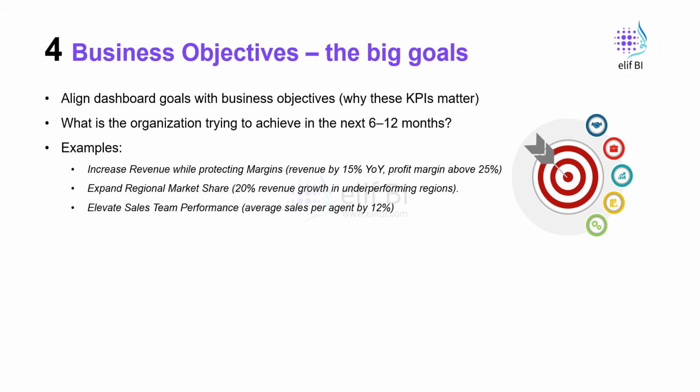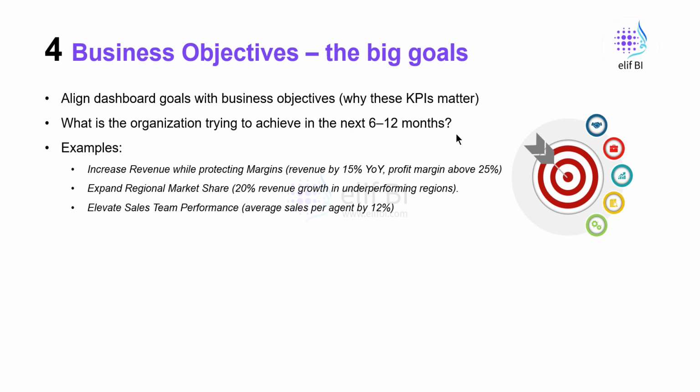The fourth step is to define the business objectives. These are the directional goals, and still these are not the numbers. They help you to later decide which KPIs are meaningful and ensure that the dashboard would support the real business decisions. The business objectives are usually set for the future. So it could be something like what the organization is trying to achieve in the next 6 to 12 months. These are usually the quarterly or the annual targets that the organizations are setting.